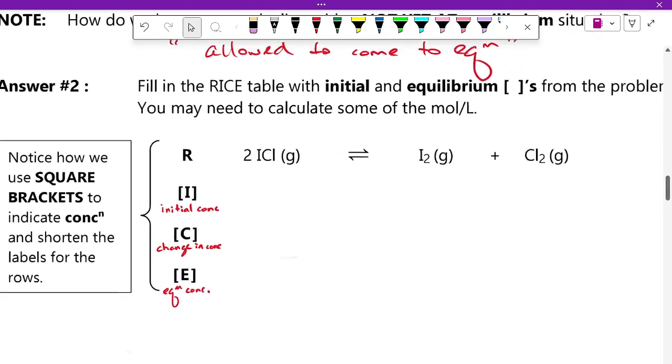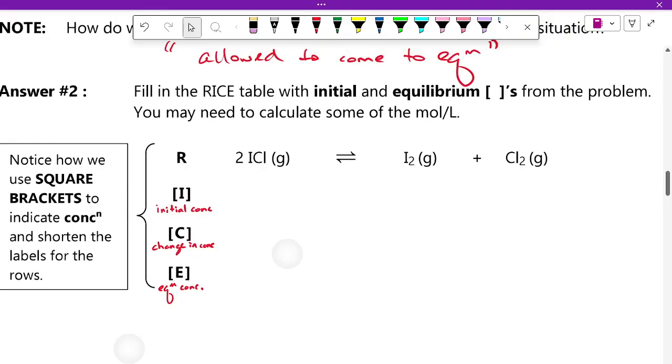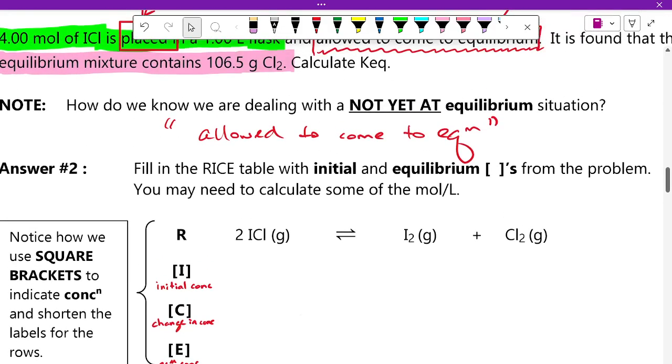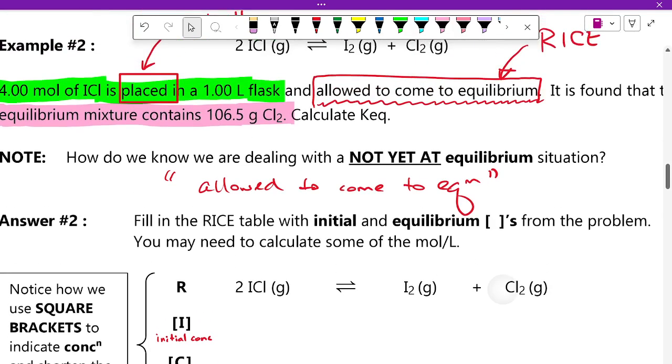Do you guys think you could fill in the rice table? Give it a try. You may need to calculate some of the moles per liter because remember, everything in this table has to be in moles per liter. Cl2 is 35.5, right? Yes. Oh, no. One Cl is 35.5, yes. So Cl2 is just 2. I mean, moles.